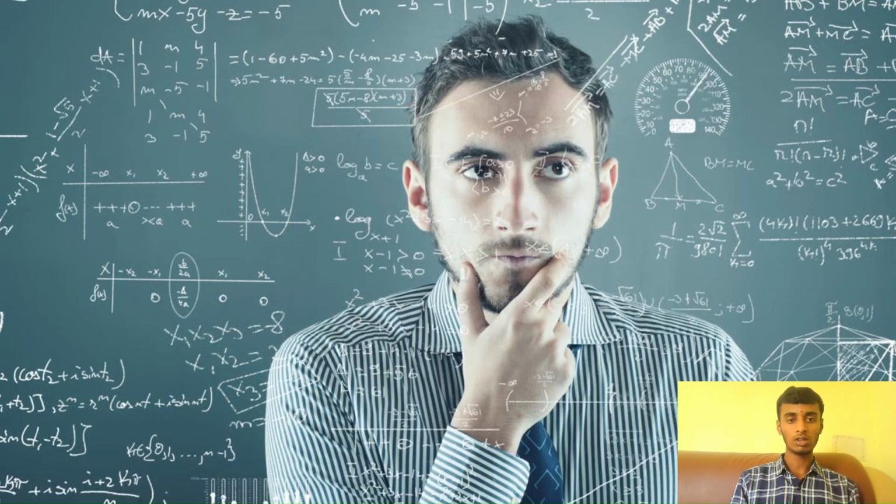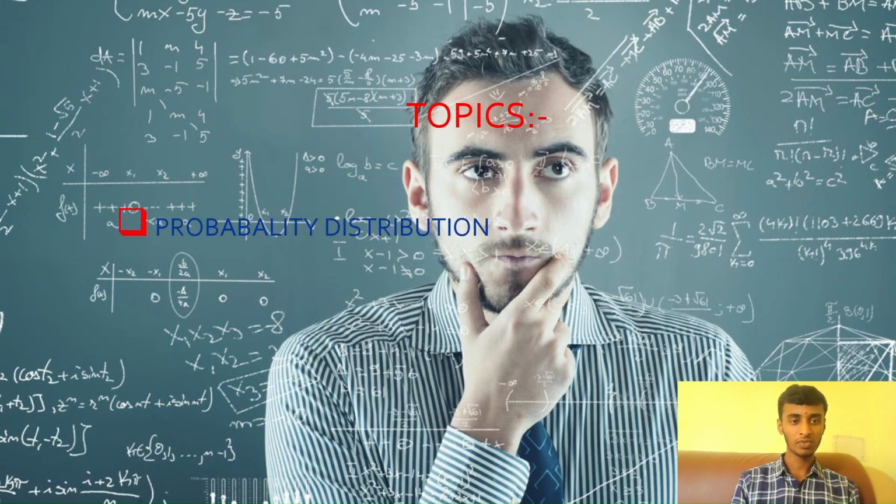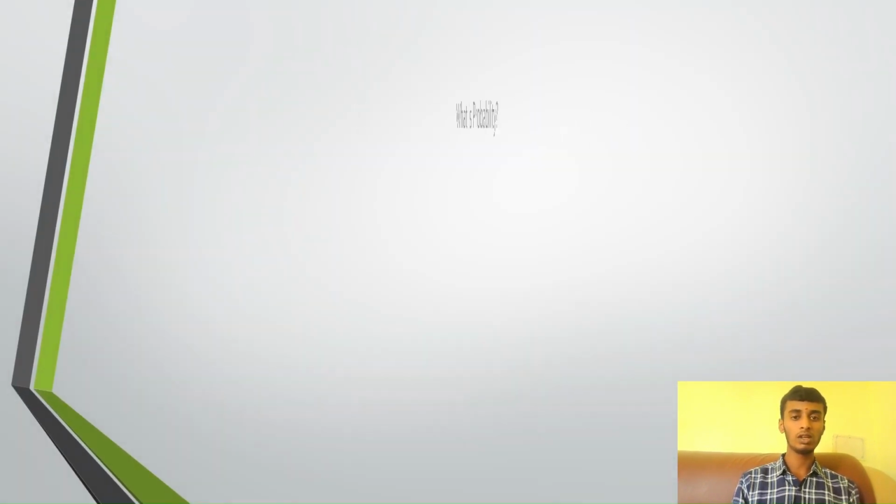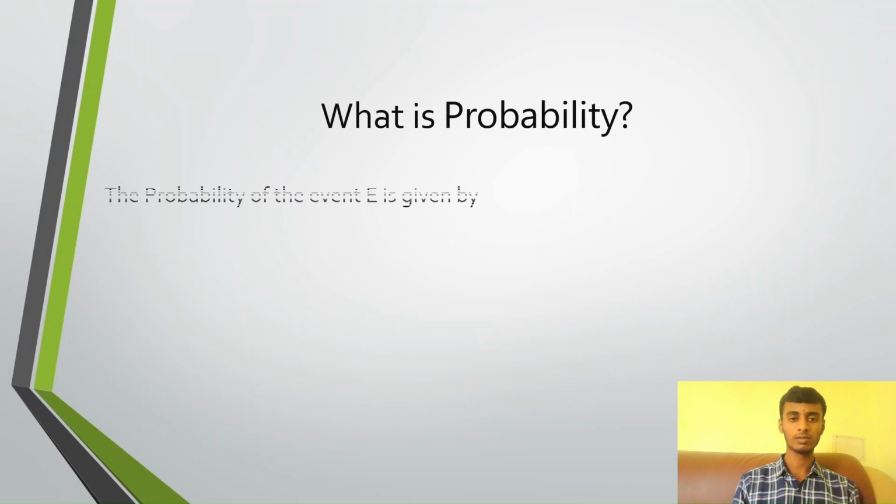First we'll come to the topics that we are discussing today. First of all, probability distribution. This is the first module of Engineering Maths 3, and in that we will discuss the first three topics: random variables, binomial distribution, Poisson distribution. First we will discuss what is probability.